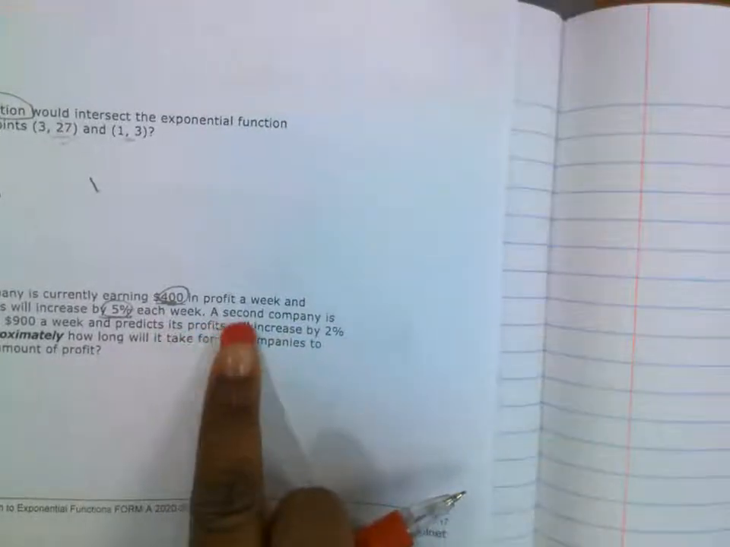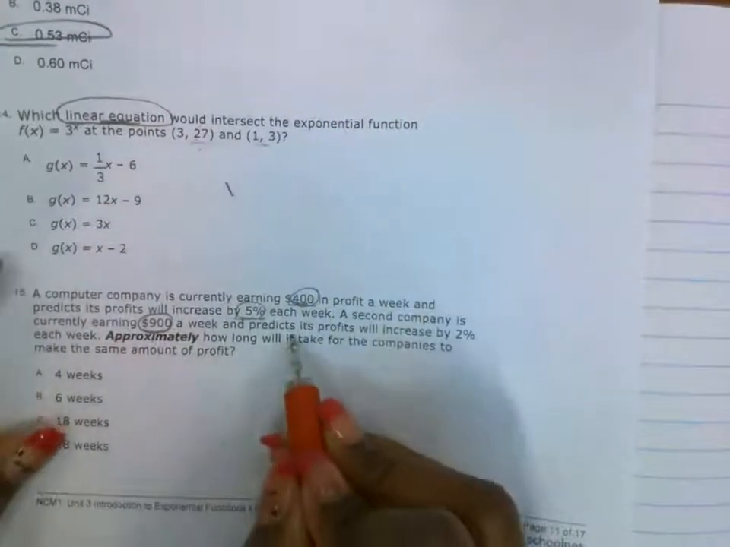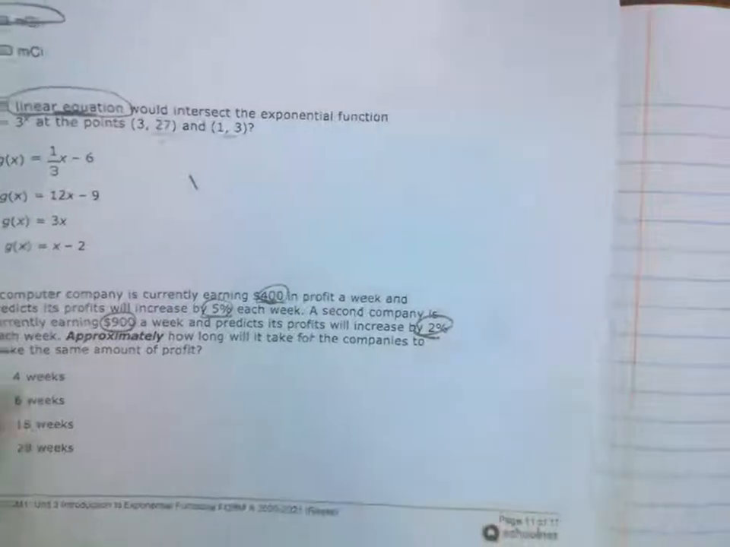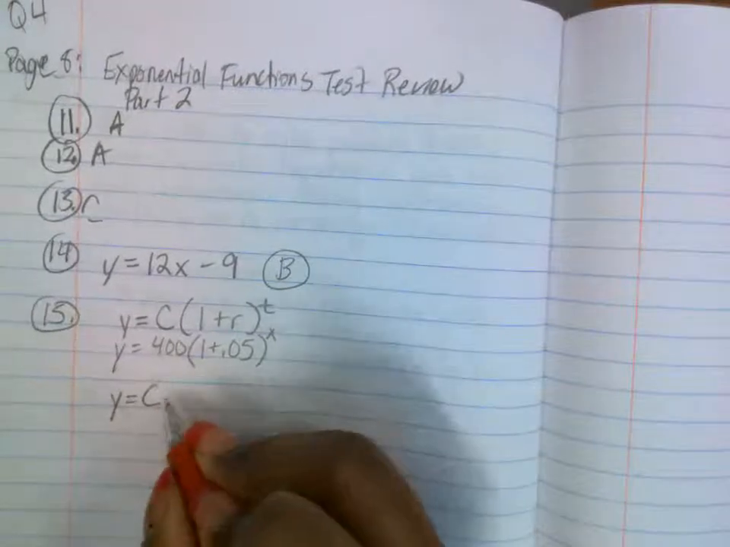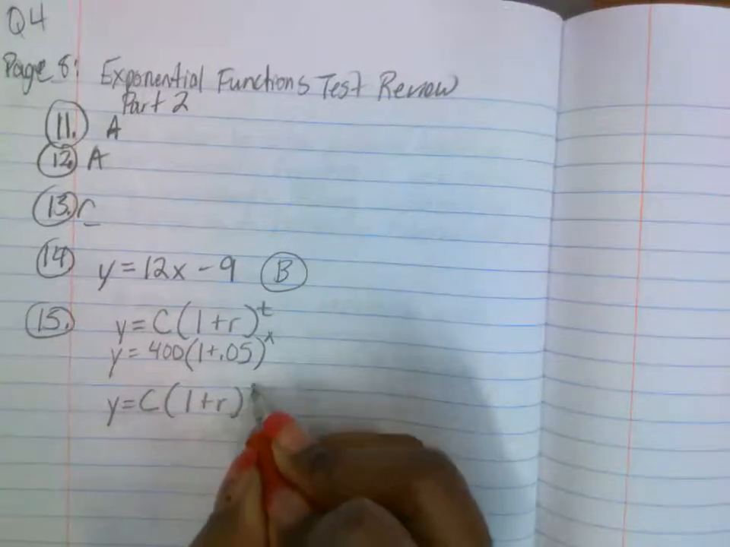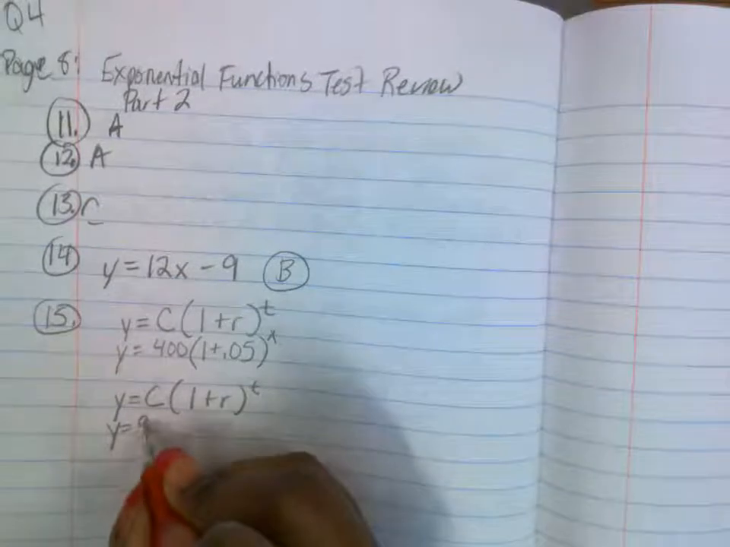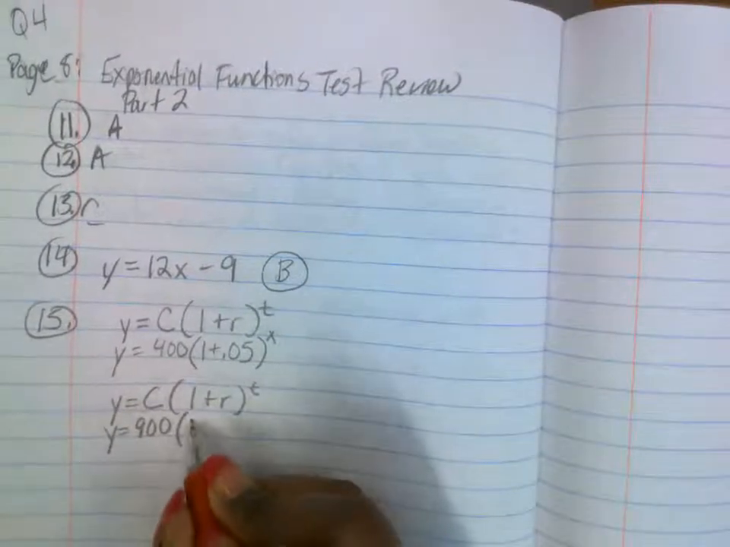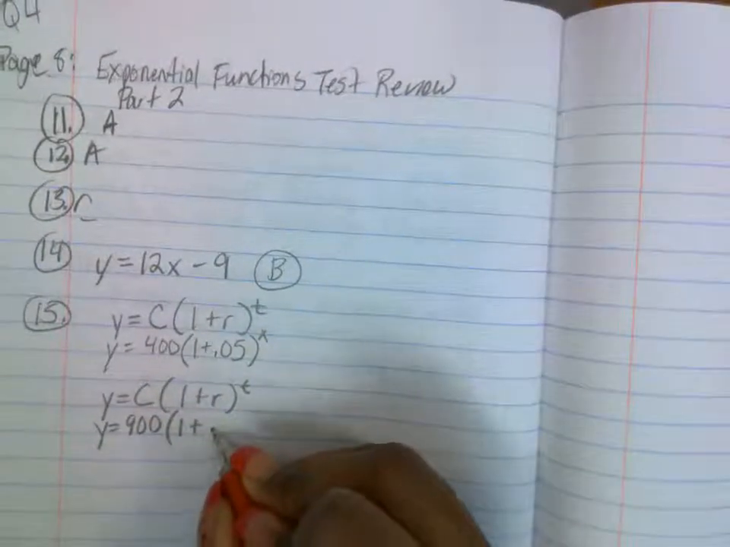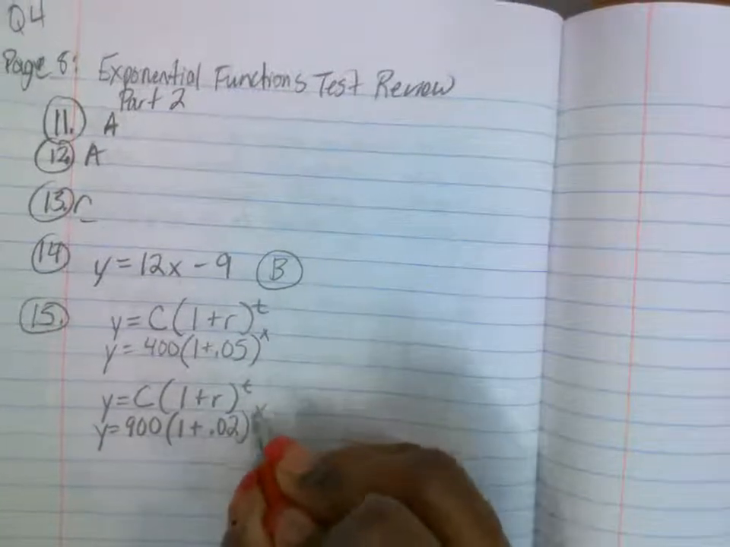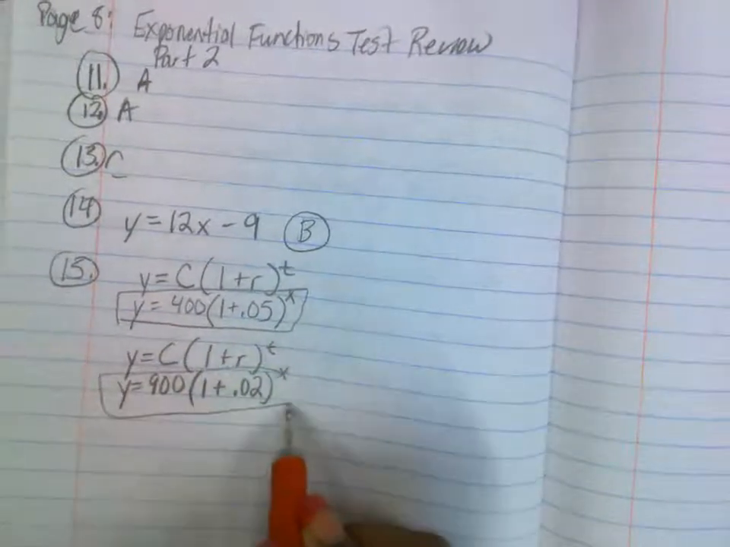The second one, it says the second company is currently earning $900 a week, but it's predicted that its profits will increase by 2%. Okay? So this one is going to be the same exponential growth because it's increasing by 2%. So your starting amount is 900. 1 plus, and the percent is 2%, so that's point 0 2. So this is the second equation. This is the first one, for the first company, this is the second one.